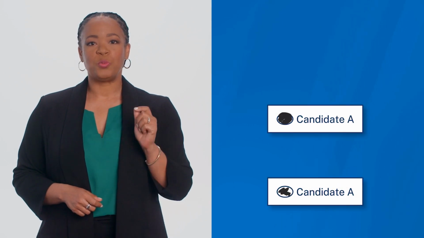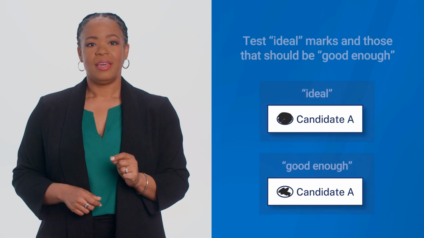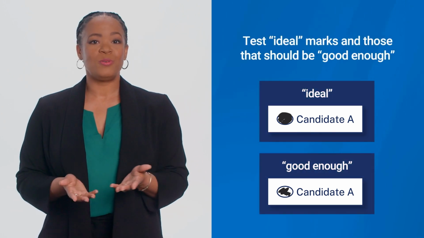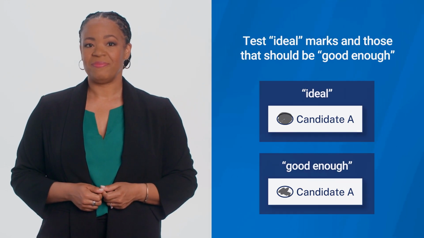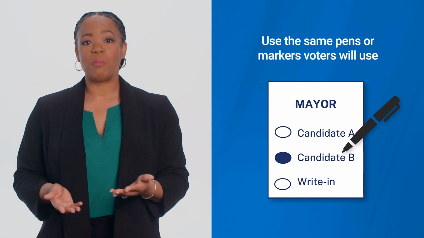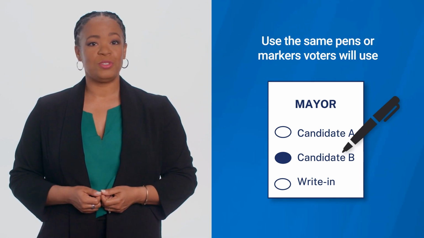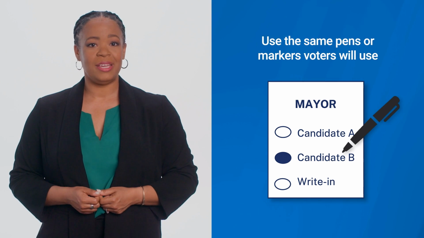Remember to include realistic ballot markings. Test ideal marks and those that should be good enough to make sure the system responds appropriately. Use the same pens or markers you ask voters to use to check that those marks are read correctly.